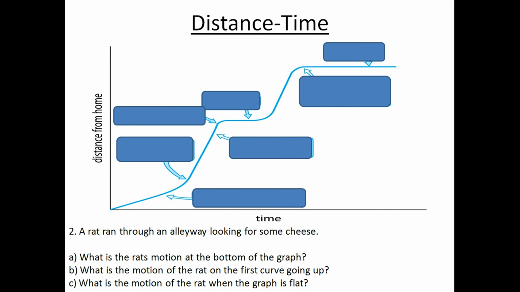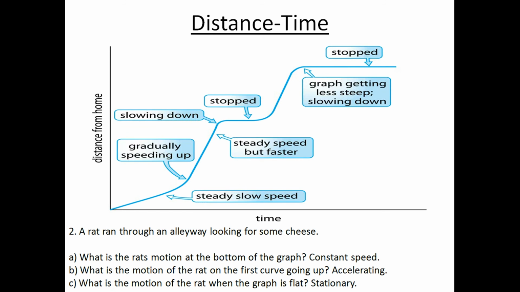Here's another one. A rat ran through an alleyway looking for some cheese. What is the rat's motion at the bottom of the graph? What is the motion of the rat on the first curve going up? And what is the motion of the rat when the graph is flat? Well, first of all, the bottom of the graph has a constant speed because it's distance and time and it's a diagonal straight line, constant speed. On the first curve, it must be accelerating because it's going through a greater distance in a shorter amount of time. When the graph is flat, the distance is not changing but the time is. So obviously the rat is stationary, it's not going anywhere.